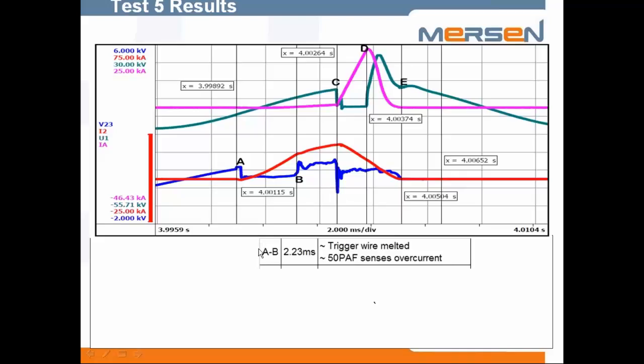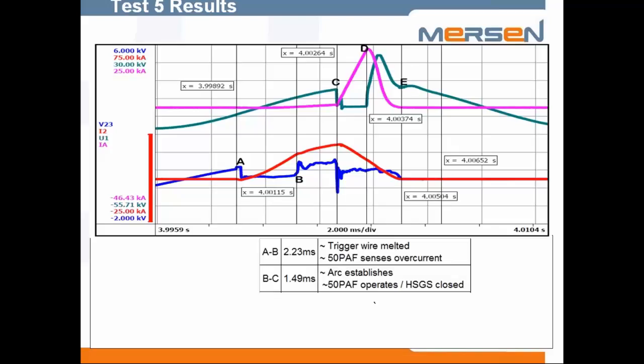The time frames here are A to B is the time it took the trigger wire to melt, and the arc flash relay sensed the overcurrent. However, the light sensor did not pick up, so it wasn't until point B that the light sensor triggered the relay to activate the switch. From point B to point C, the duration of the low voltage arc was 1.5 milliseconds, meaning the switch closed in less than its advertised 2 milliseconds.